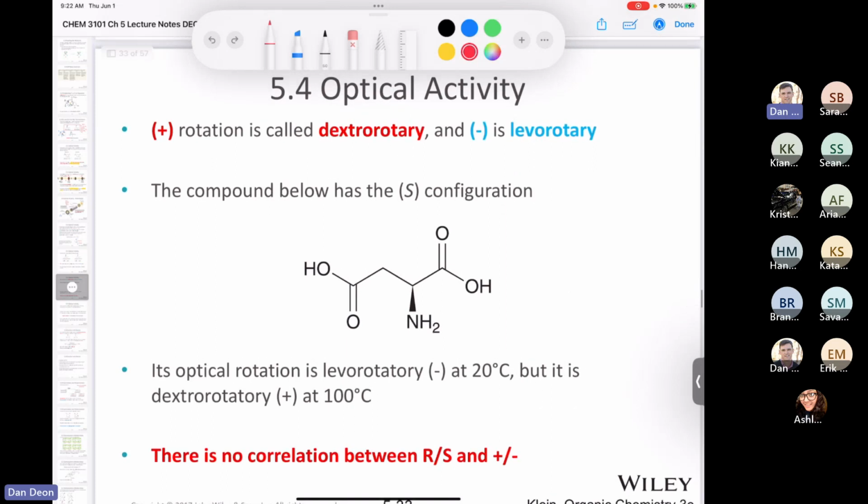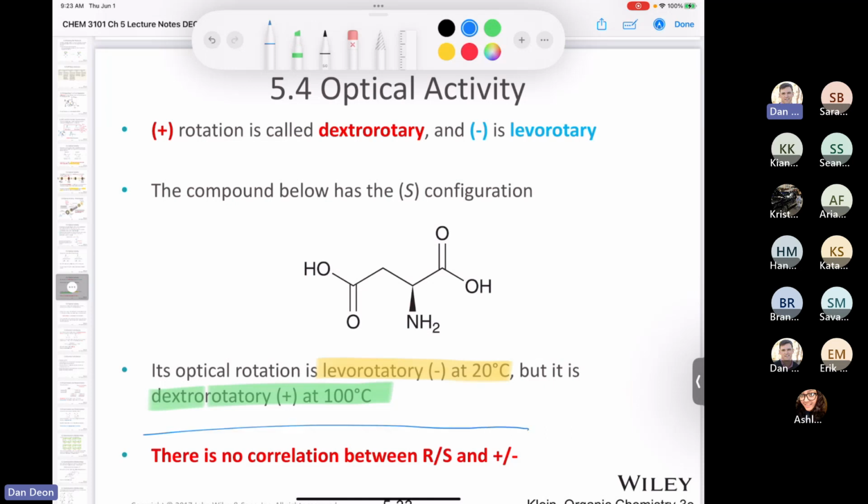It says here, we call the positive rotation, so clockwise, dextrorotatory, and negative, or counterclockwise, we call that levorotatory. So check this out. The optical rotation, as to whether it's dextrorotatory or levorotatory, is even dependent on temperature. The name isn't important. You'll learn that in biochemistry, or maybe at the end of organic too. But anyhow, you see that this compound has a levorotatory optical rotation at room temperature, but it goes dextrorotatory at 100 degrees Celsius.